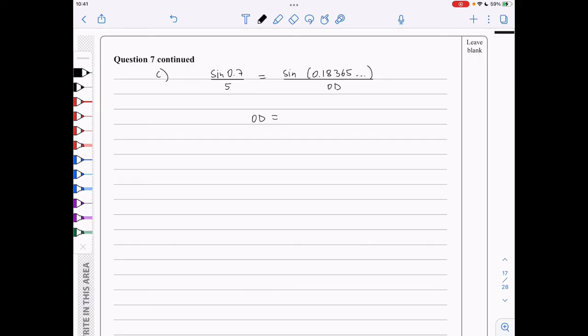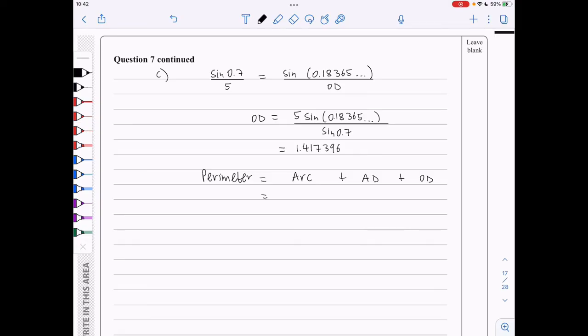OD will simply be 5 times the sine of 0.18365 over the sine of 0.7, which gives an answer of 1.417396. And therefore the perimeter will simply be the arc, the AD and the OD.